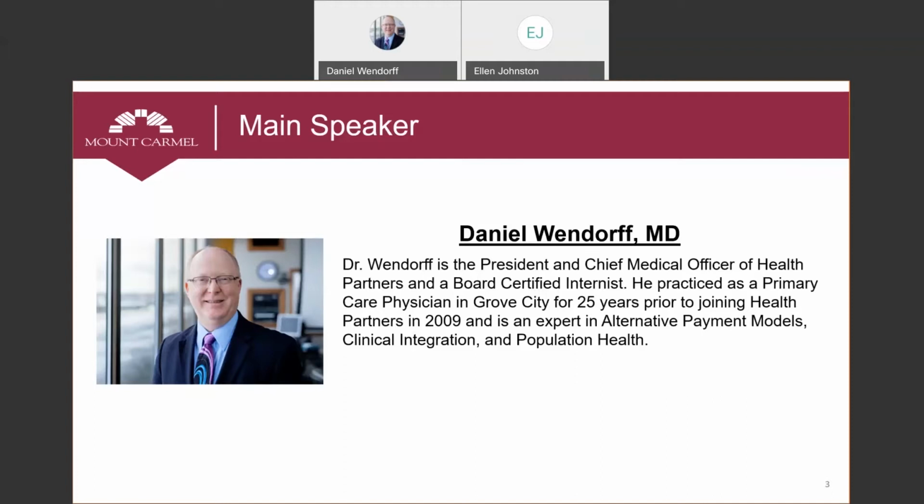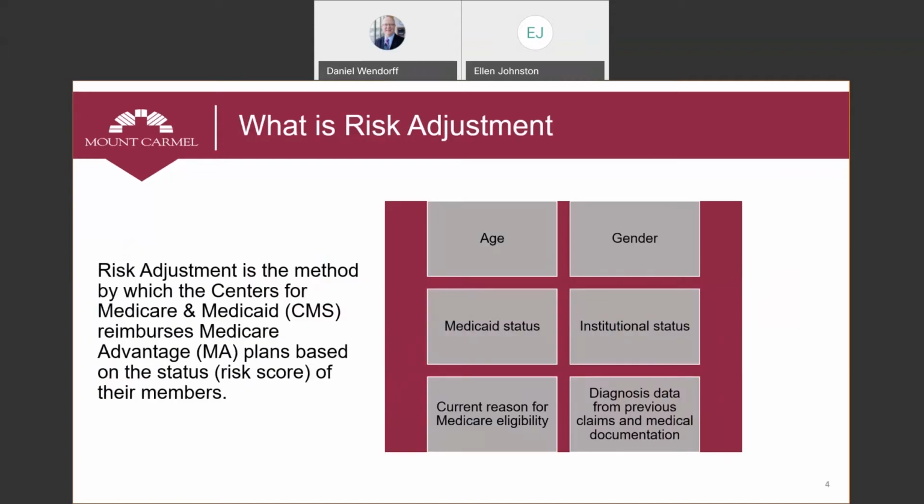Before we start discussing the specifics of today's webinar, let's review some risk adjustment essentials. Risk adjustment is the methodology by which CMS determines how to adequately allocate resources to Medicare Advantage plans for patient care. There are many factors that determine resource allocation, both demographic and clinical. Demographic examples include patient age, patient gender, institutional status, Medicaid status, and the reason for being Medicare eligible. Clinical factors include chronic conditions that have been shown in CMS data to require more resources.